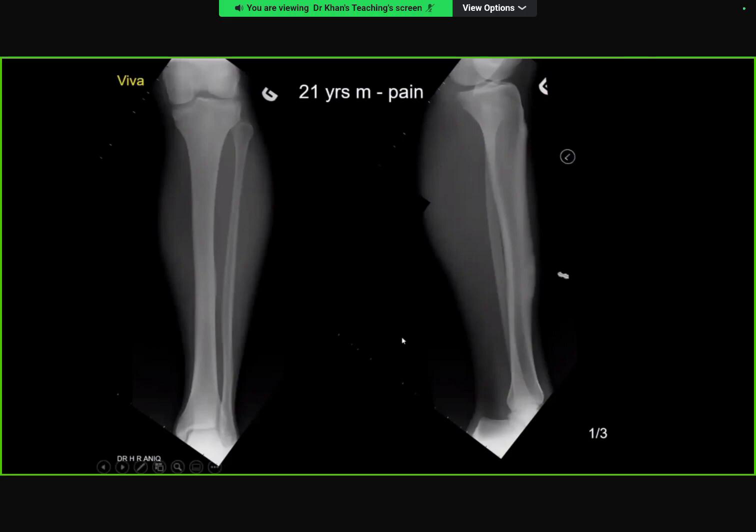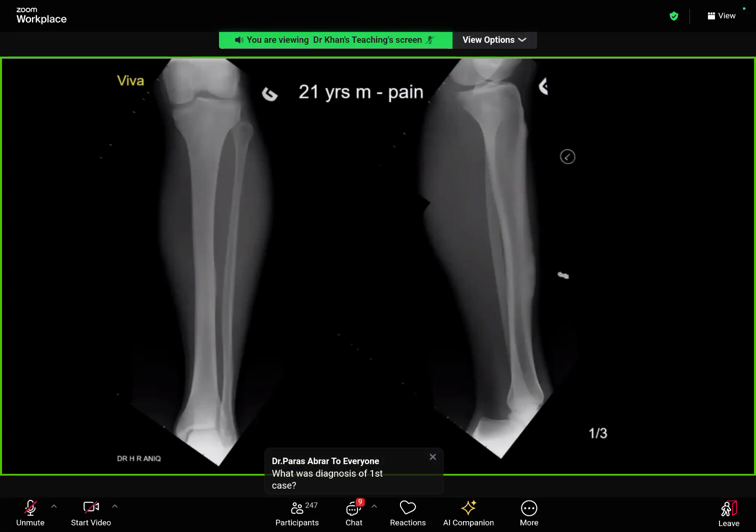Okay, so these are frontal and lateral radiographs of the tibia and fibula for a 21-year-old patient. At the anterior and medial aspect of the mid-tibial shaft, there is cortical thickening.